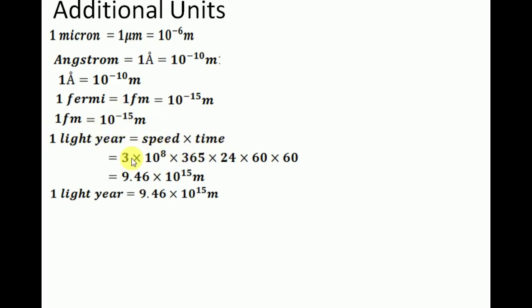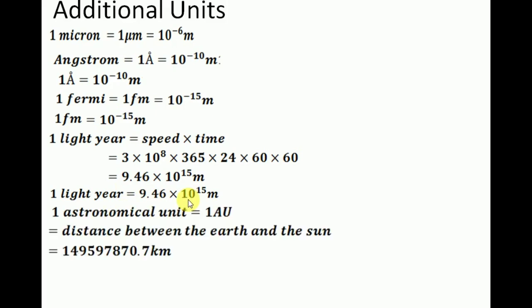We know the formula, speed is equal to distance by time, and distance will be speed into time. So speed of light is 3 into 10 to the power 8 meter per second, and this is 1 year converted into seconds, 365 days, 24 hours, 60 minutes, 60 seconds, and if you multiply this you will get 9.46 into 10 to the power 15 meter. So one light year is equal to 9.46 into 10 to the power 15 meter.